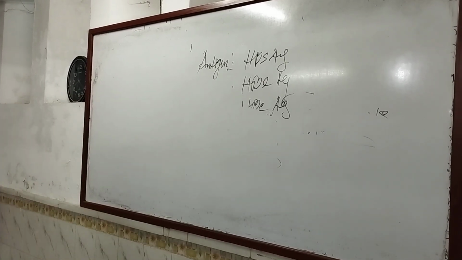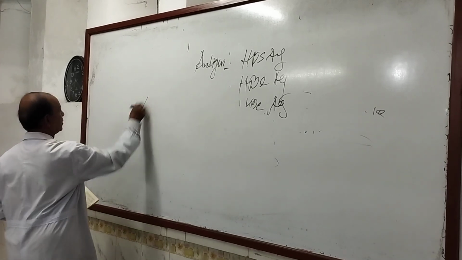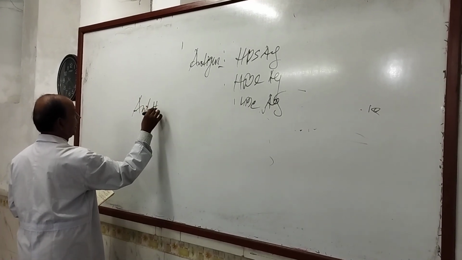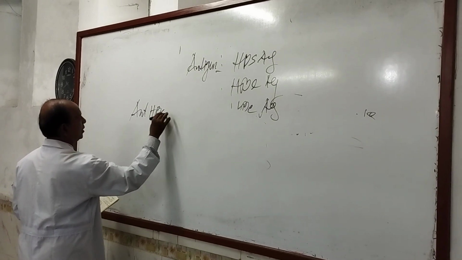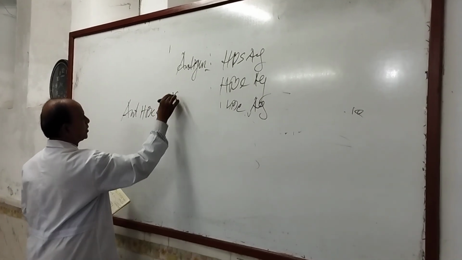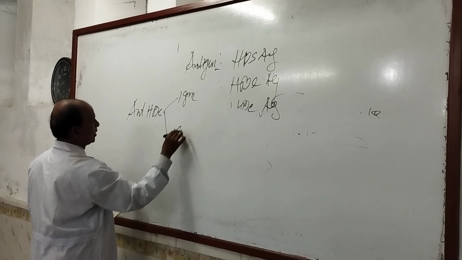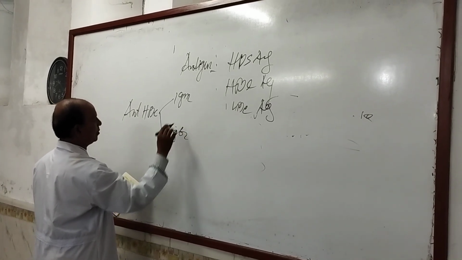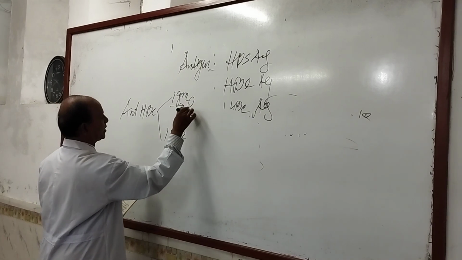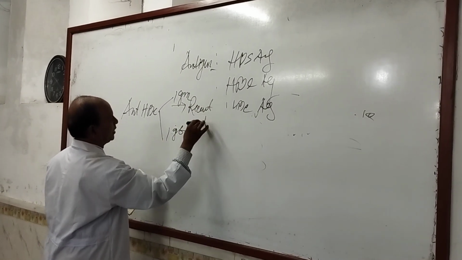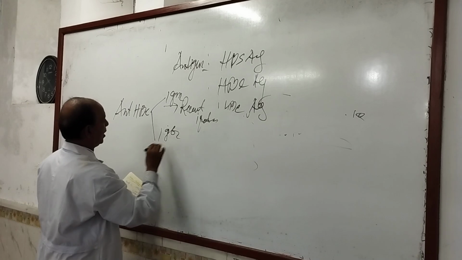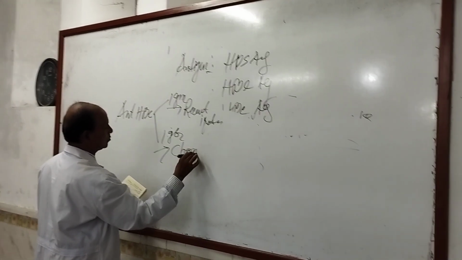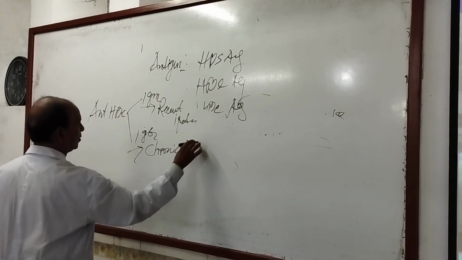Next one is the core antibody. What is it? Anti-HBc. It is of two types, IgM and IgG. IgM means recent infection. IgG means chronic infection.